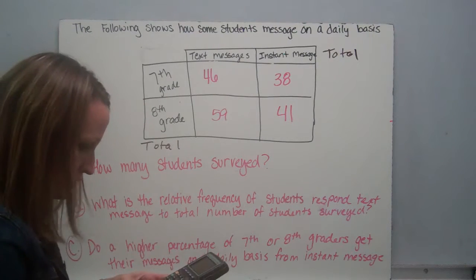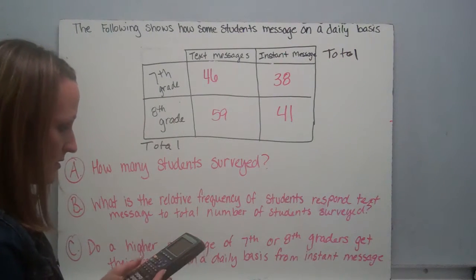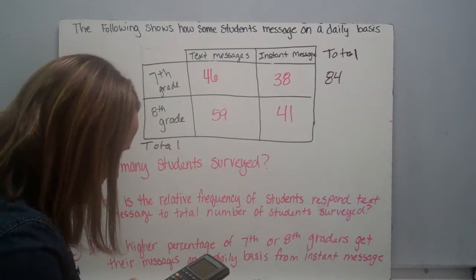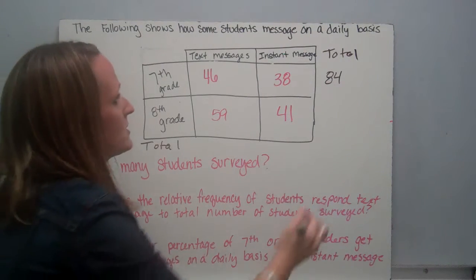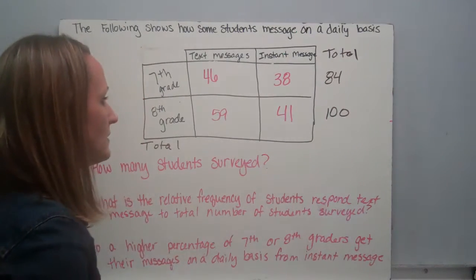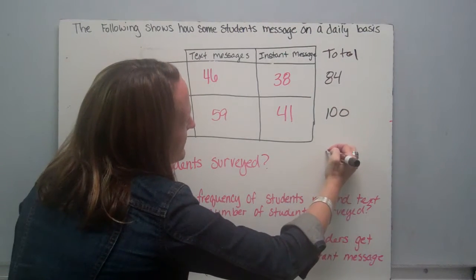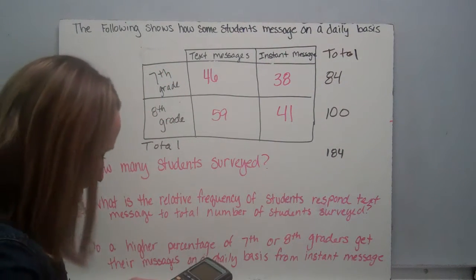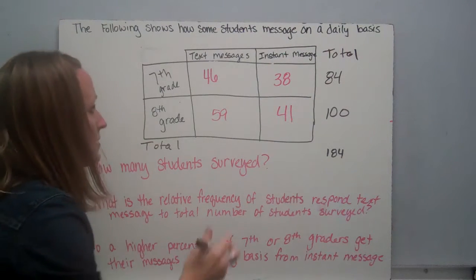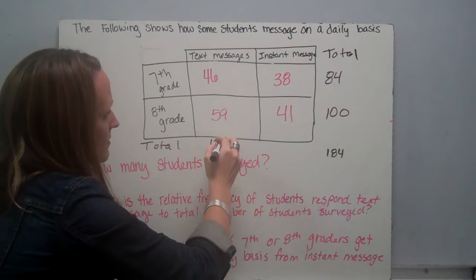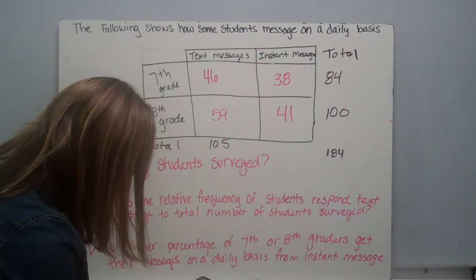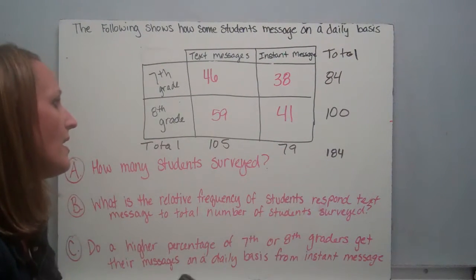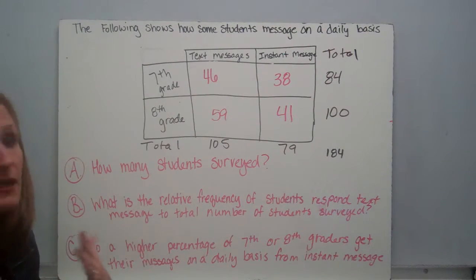So how many 7th graders were surveyed? Well, 46 plus 38, there were 84 7th graders. How many 8th graders? 59 plus 41, there's 100 8th graders. Then down here, this total is definitely going to be 184. That's easy. 46 and 59, there's 105 who text message. And then 38 plus 41, 79 who instant message. So now I have all the numbers for my rows and columns that I could possibly need in order to answer these questions.